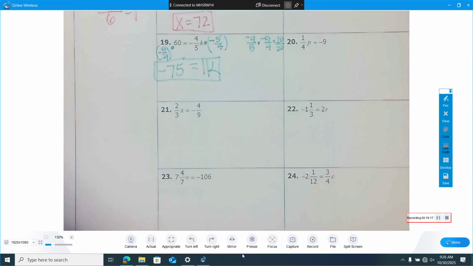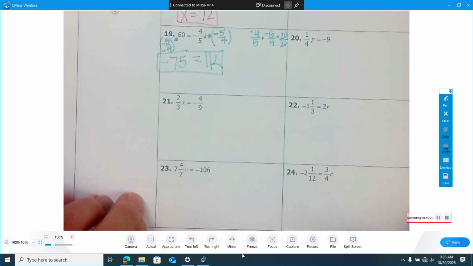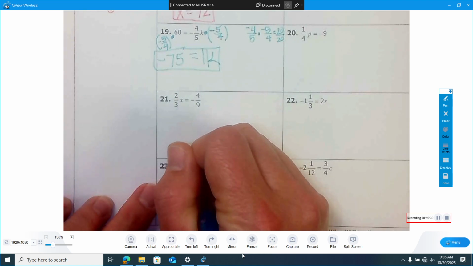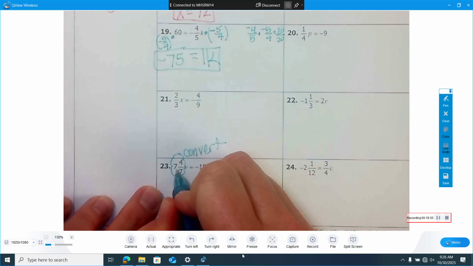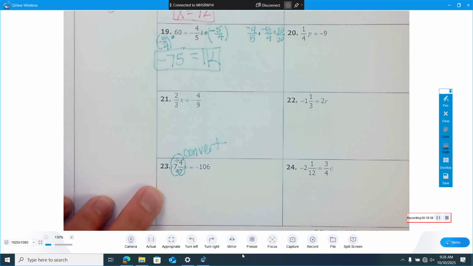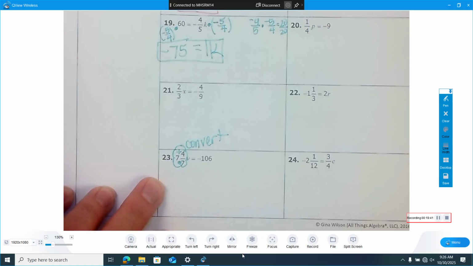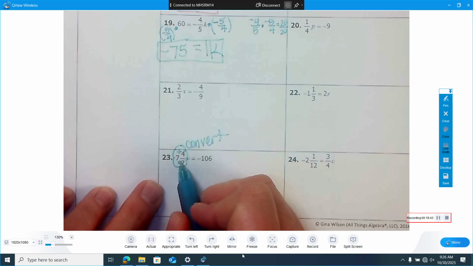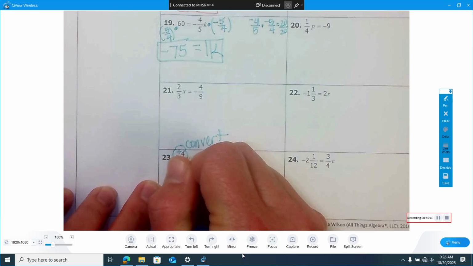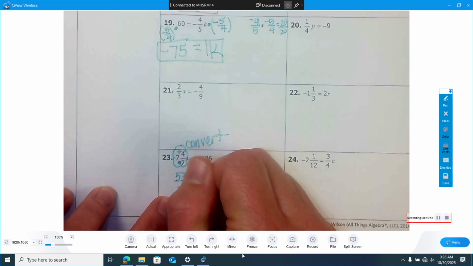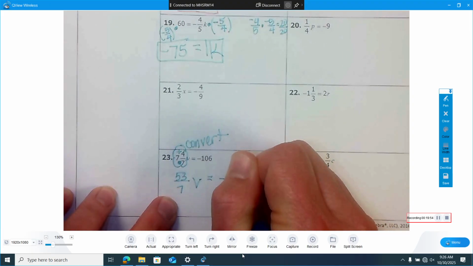Let's do number 23. Number 23, what's different about 23? We got to make it improper. Yeah, we got to convert this first. So we're going to multiply and add. Convert. All right, so what are we going to get here when we multiply and add? 53 over 7 v equals negative 106.